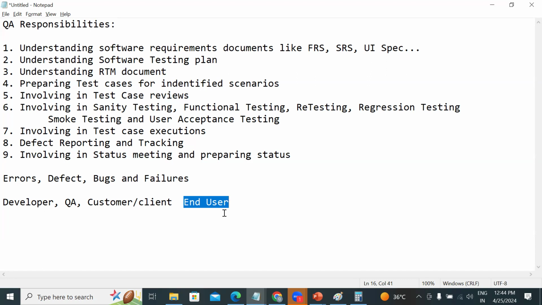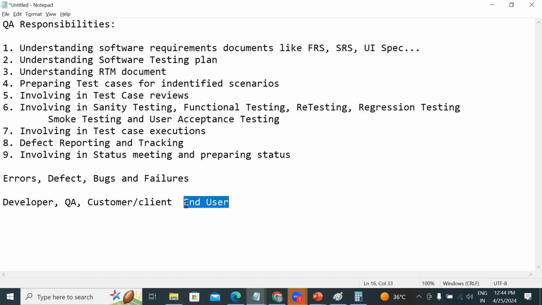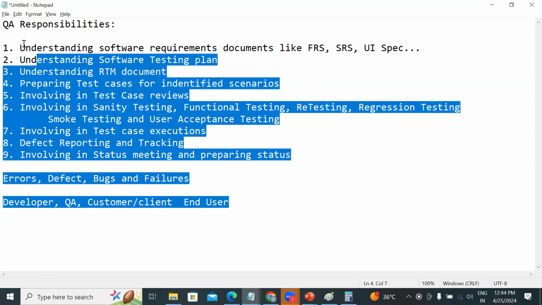I'm an end user for my HDFCbank.com because I have salary account in my HDFC Bank. Okay, so those were calling end users. Failures are found by end users. Bugs are found by customers or clients. Defects are found by QA. Errors are found by developer. Defects, bugs, failures, terminology is same, but situation is different. QA చేస్తే defects, customer or client చేస్తే bugs, end user found చేస్తే failures. Okay, so this is about the basic chapter 1 completes.